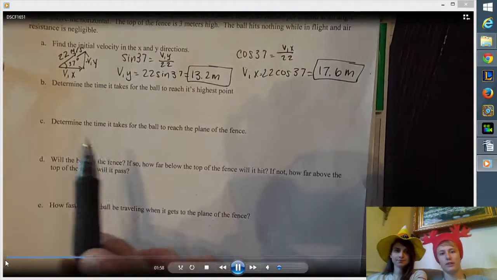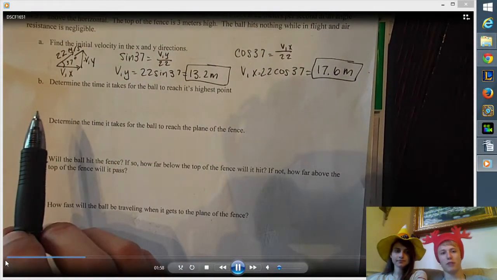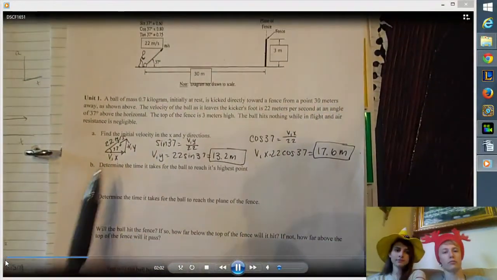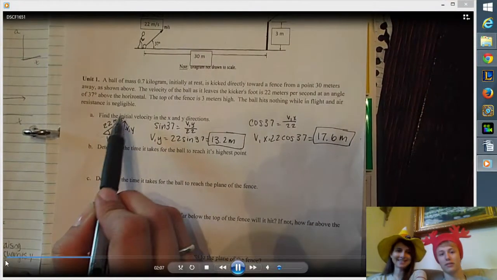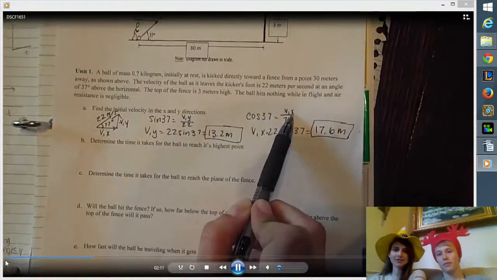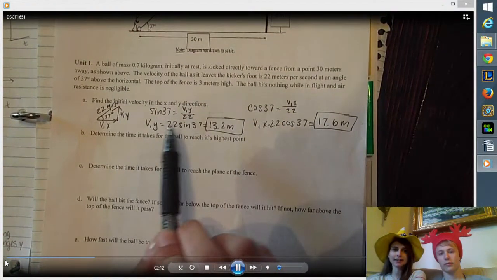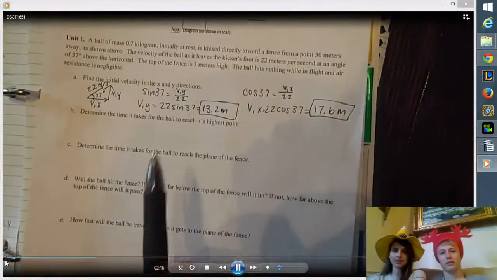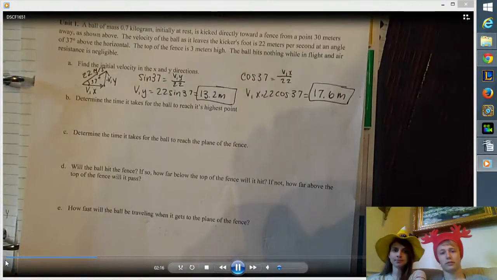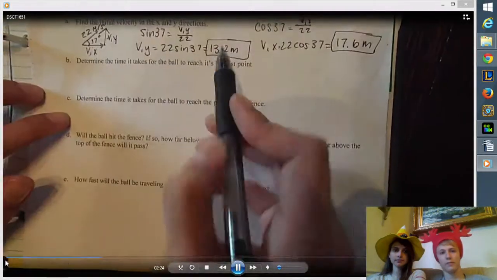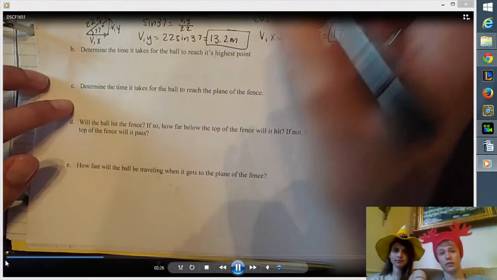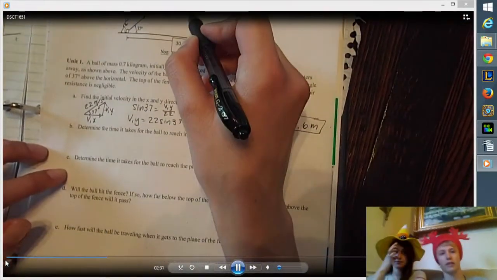Alright, in the next problem, we're determining the time it takes for the ball to reach its highest point. That's in the y direction, of course. Remember, we're splitting its 22 meters per second into the diagonal of the y and x. The maximum height is right there, so we're drawing the y for you visual.